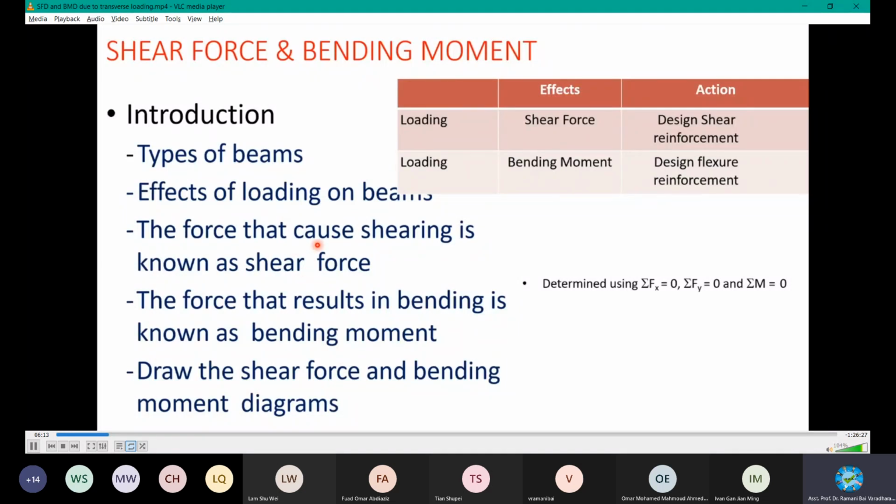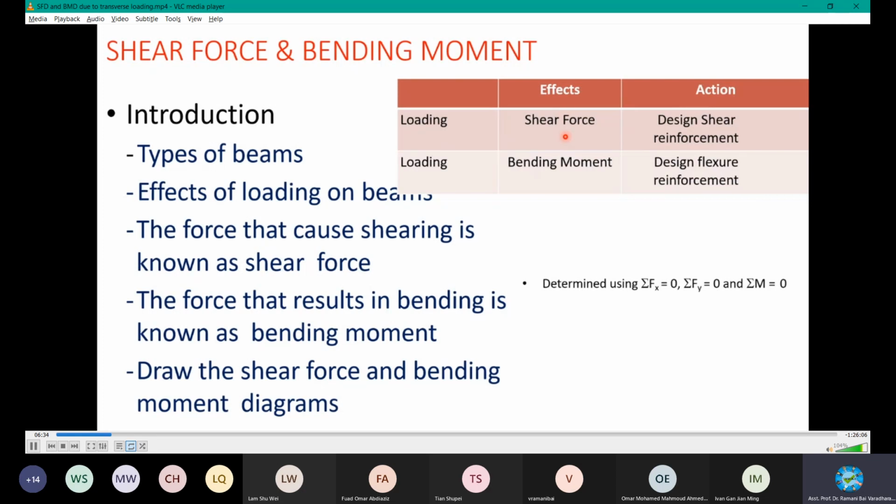Over the layers, the layers will show it's not a whole member response, but the layers in between will respond, or there may be a crack at a particular layer only, and it's called shear, because of one layer shearing over another. The force that results in bending is known as bending moment.